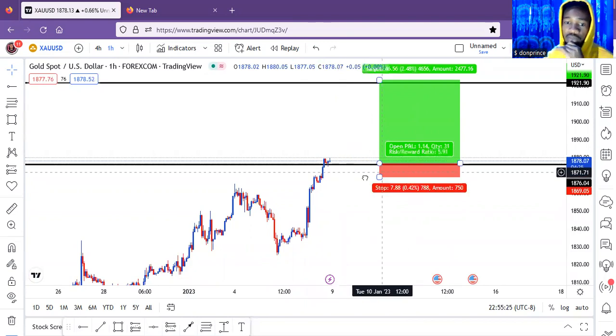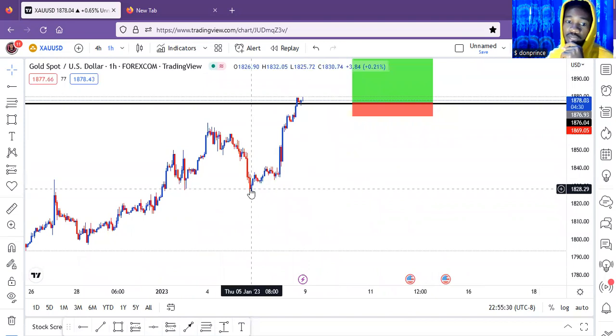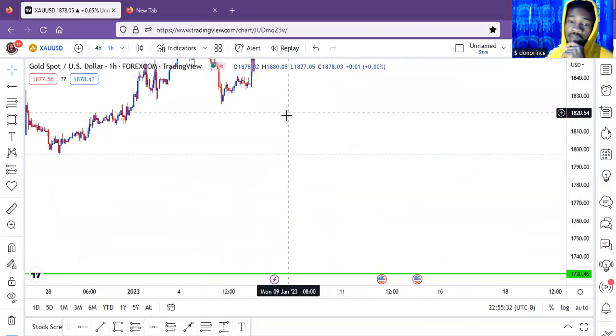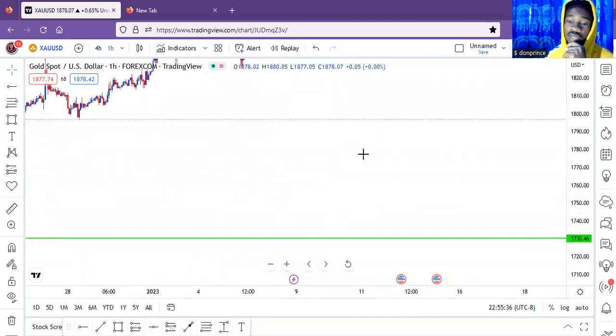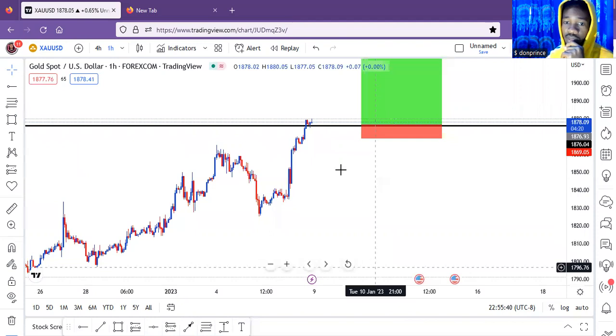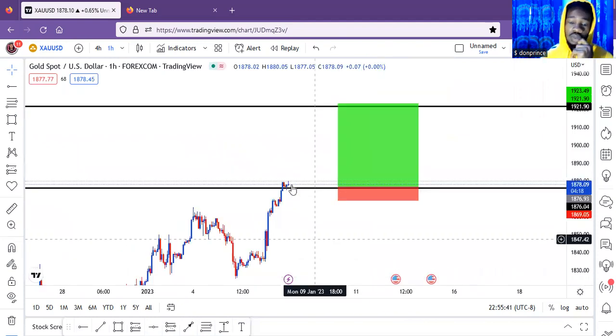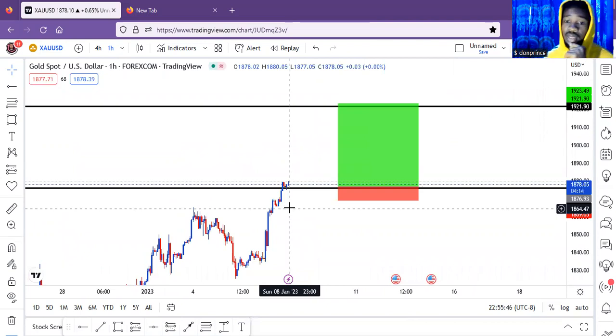If that doesn't happen, we look for price to break this minor trend line, this minor trend here, then come back here to activate our orders. But for now, we still think this will go as we expected. We are 70% bullish on gold. 30% is still a short mark, but for now, our conviction is to the upside.